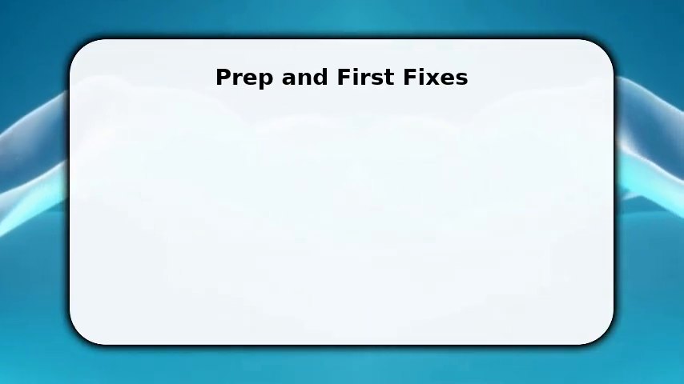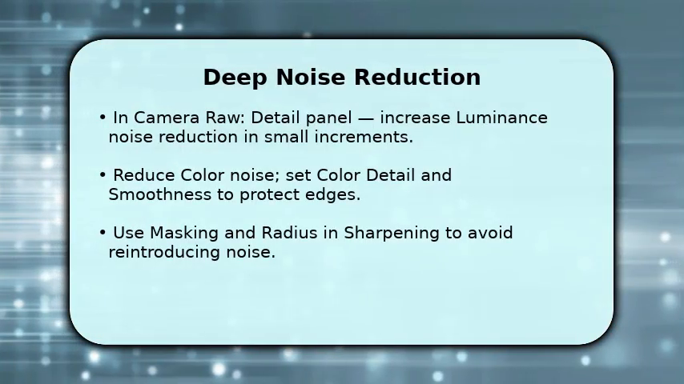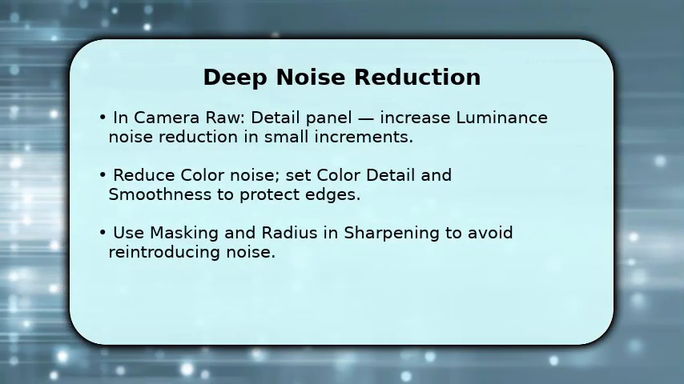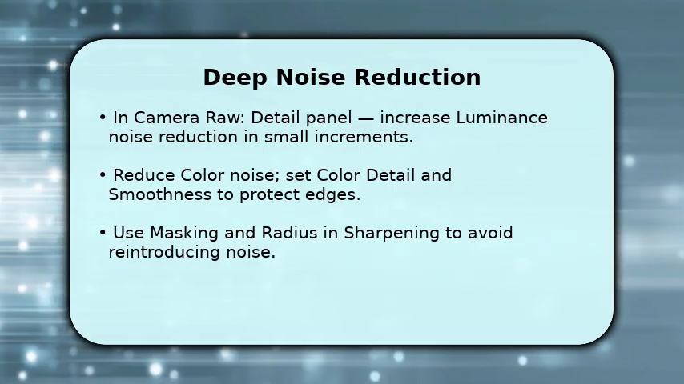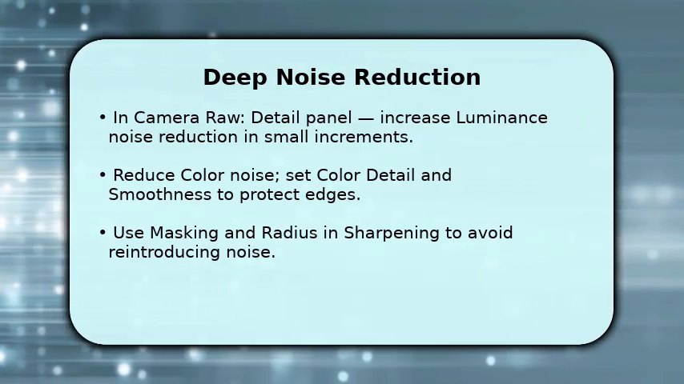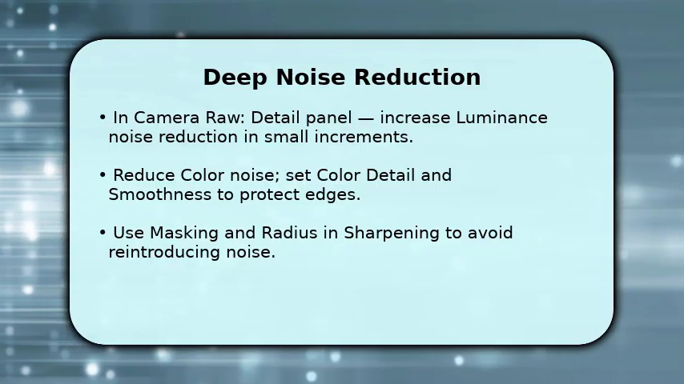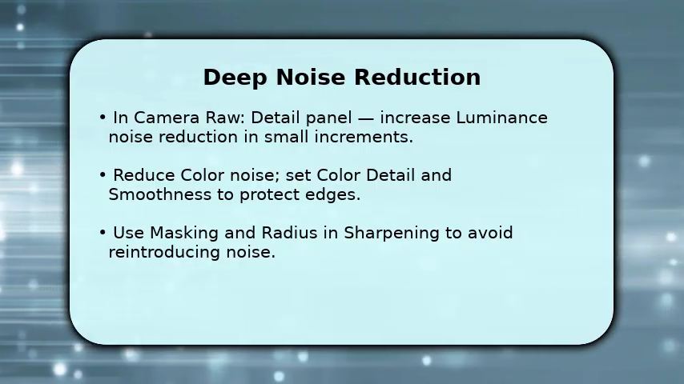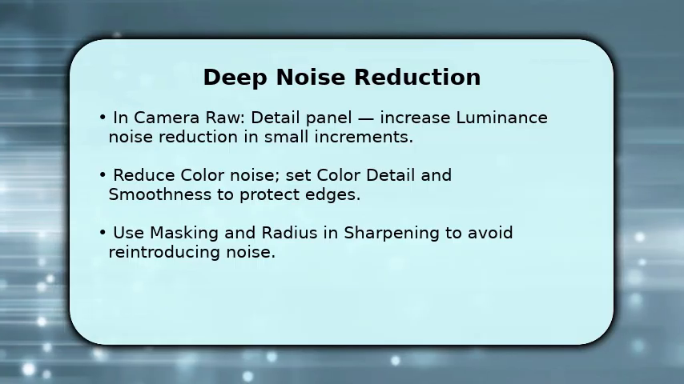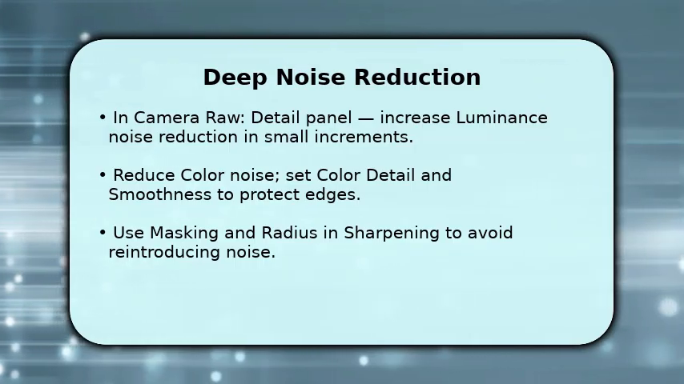Now you'll balance noise reduction with detail preservation. In Camera Raw's Detail panel, raise luminance reduction slowly. High values blur fine texture, so nudge and compare. Reduce color noise more aggressively. It removes colored speckles without softening shapes. Adjust color detail to keep edges crisp.